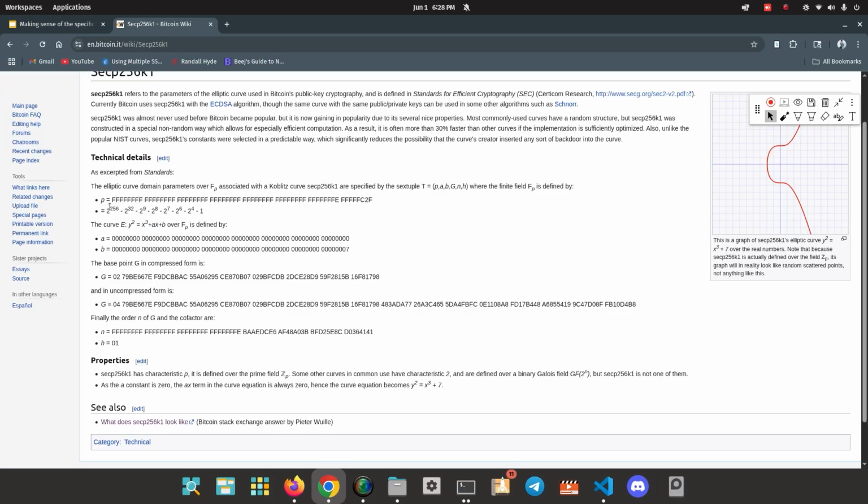So in the specification, this is the value of p which is given. The elliptic curve is defined over this prime number field. And it is this exponential form over 2.